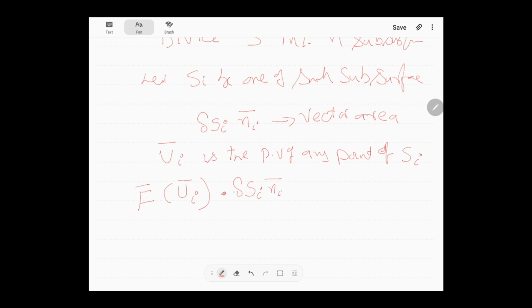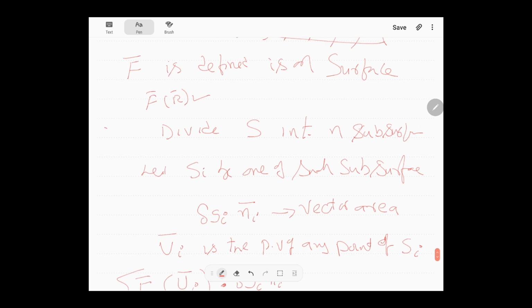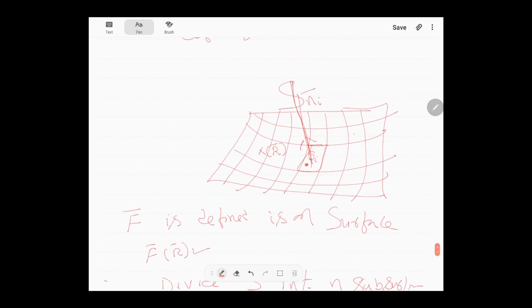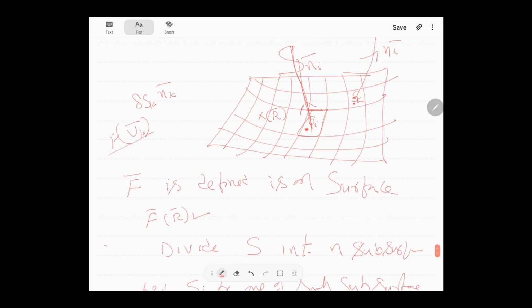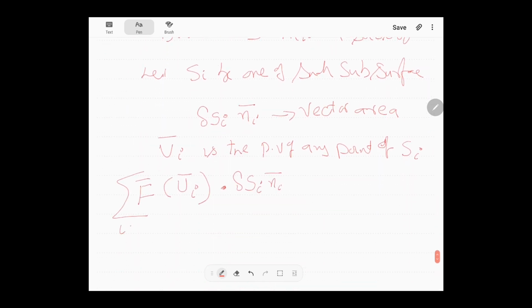You find the dot product of these two, and you do the same thing for all the subsurfaces. Suppose you take another subsurface Sk: for this Sk, delta Sk into Nk bar is the normal vector to that subsurface. In this subsurface take one point uk bar, find f bar of uk bar, and find this sum. So you do it for each and every subsurface, from 1 to n, because I divided the surface into n subsurfaces.